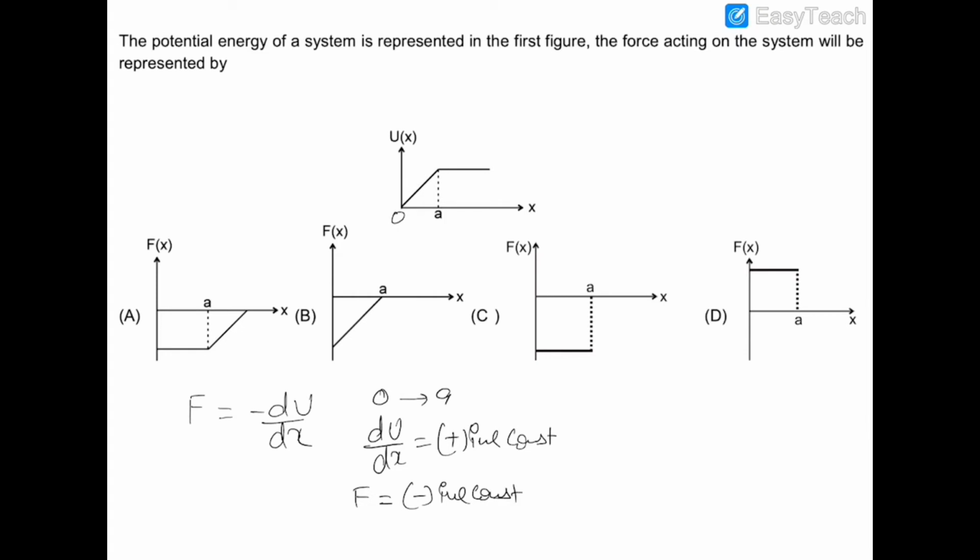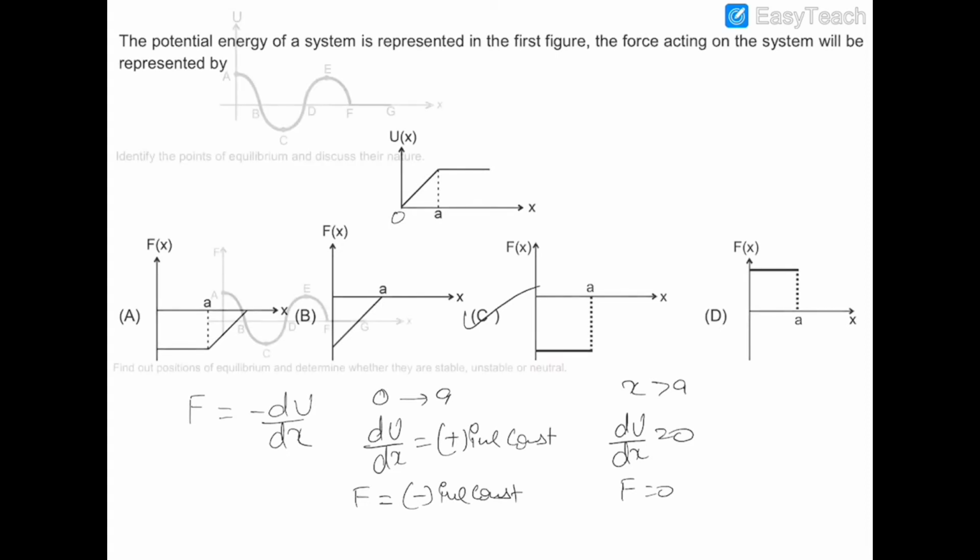And in the region x greater than a, du by dx is 0, hence the force will be 0. So the correct option will be option number C, which is a negative constant force in region 0 to a and 0 in region beyond a. Okay, now I move on to the next question.